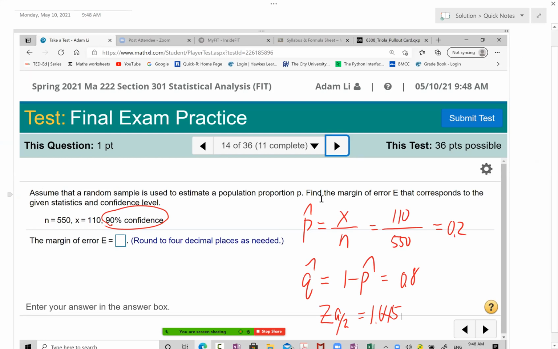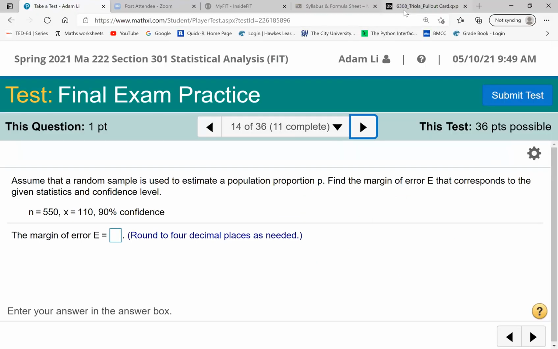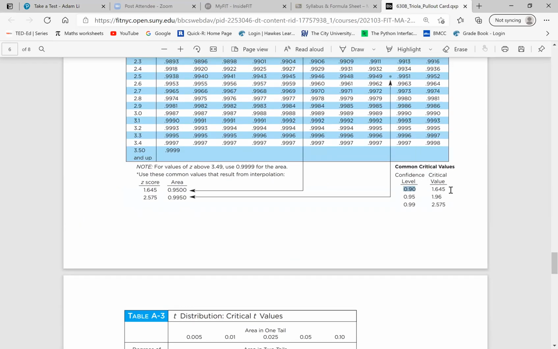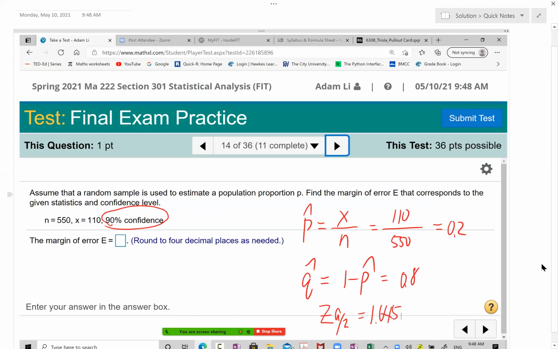Yes. Okay, so p hat first, x over n, right? That's how you calculate the p hat: number of successes over the sample size. And then q hat is the complement of p hat. They are complements of each other, so 0.8. Based on 90% confidence, go to the second page of table A2, and you see confidence level 90%, critical z-score is 1.645. That's how we get this.